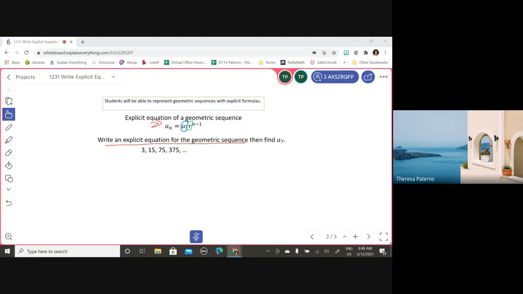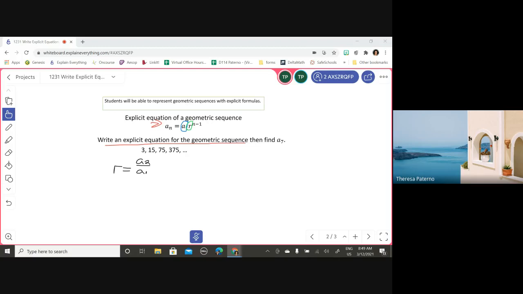I'm gonna write down a formula for finding r. We're gonna find r by taking the second term and dividing by the first term. You might remember when we studied geometric sequences before, we said, what number do I need to multiply by the first term to get the second term? What number do I need to multiply with 3 to make 15? The answer is going to be 5. The common ratio is 5.